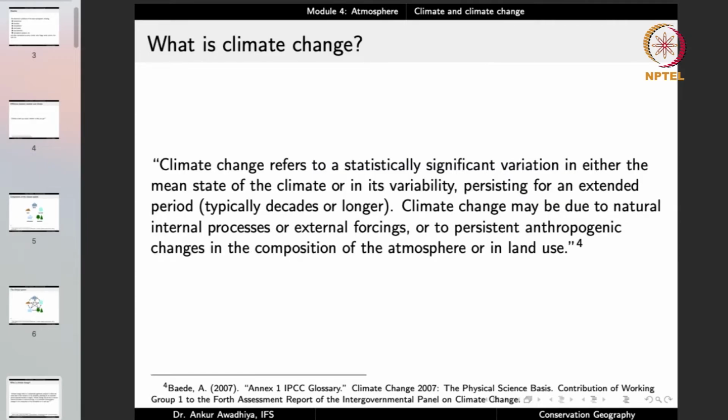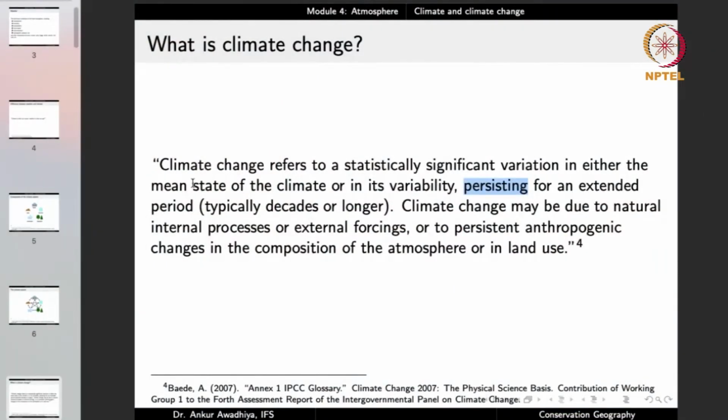Climate change refers to a statistically significant variation in either the mean state of the climate or in its variability, persisting for an extended period, typically decades or longer. So we are talking about those changes that are statistically significant. So if the climate changes a bit, but it is not statistically significant, we will not call it a climate change. We'll consider it a normal variation. But if there is a statistically significant change, we'll say that, okay, there is a climate change.